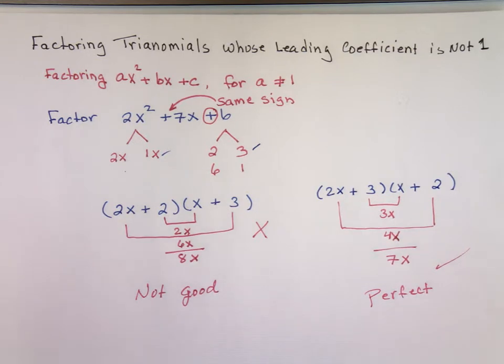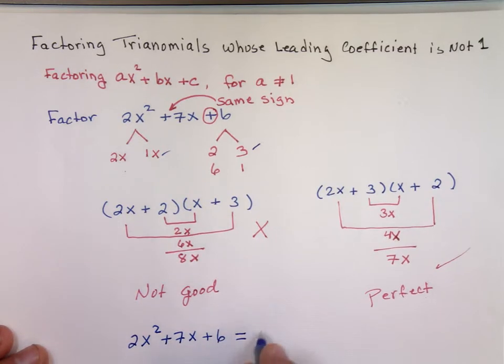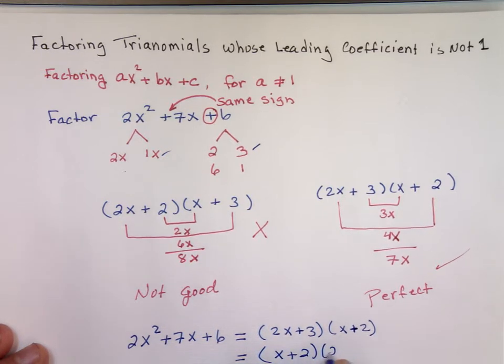So to factor 2x² plus 7x plus 6, the answer is 2x plus 3 times x plus 2. You'll be surprised how many times people ask me, does it make a difference if I write these backward? The answer is no. I could have written this x plus 2 times 2x plus 3. Either way is correct.